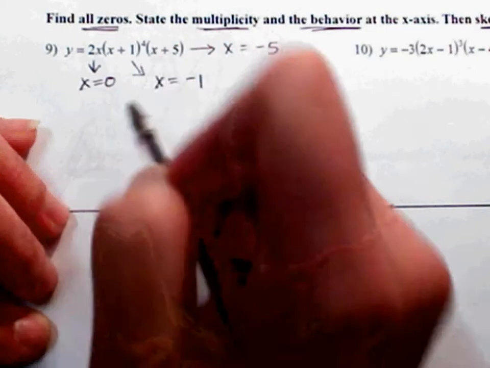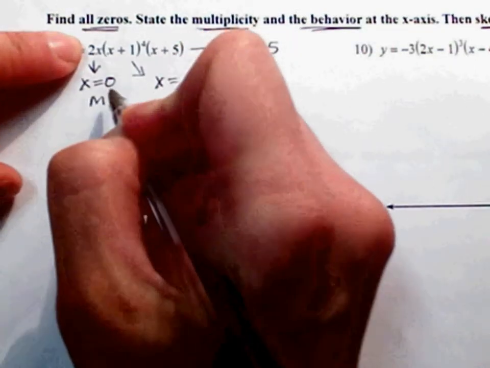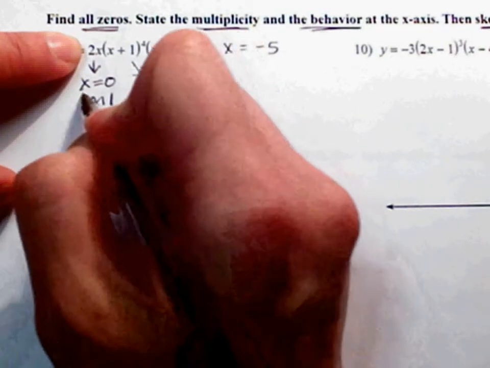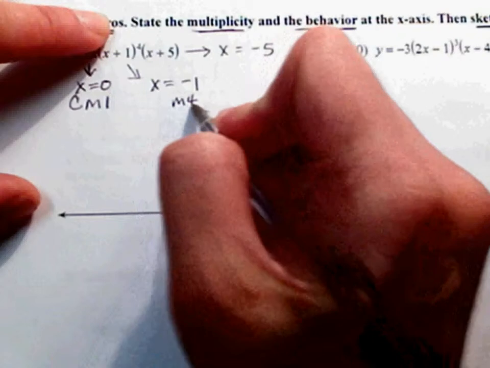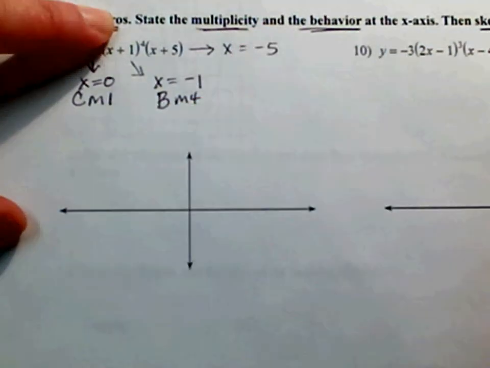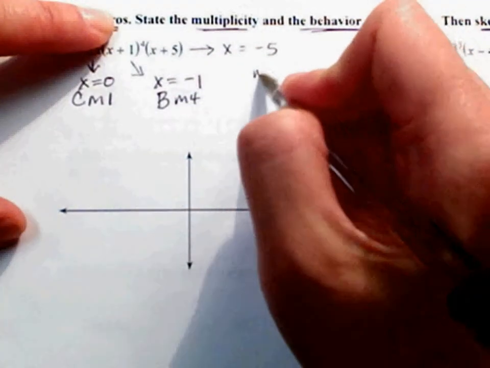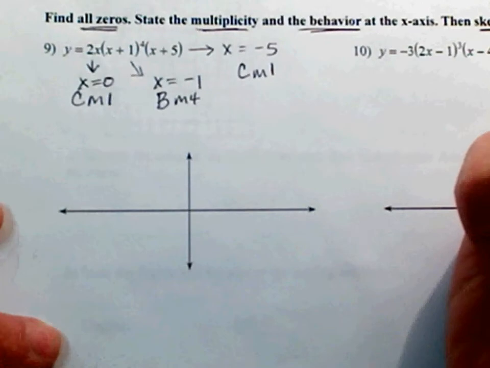Your multiplicity is your exponent. What is the multiplicity of this one right here? Your exponent is a 1, so that's going to be a cross. Your second one, your multiplicity is a 4, and a 4 is an even number. You're going to have a bounce. Your last one, your multiplicity is a 1, that's also going to be a cross.